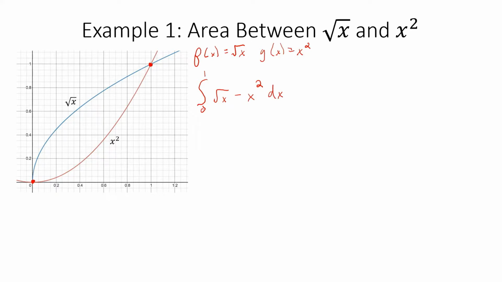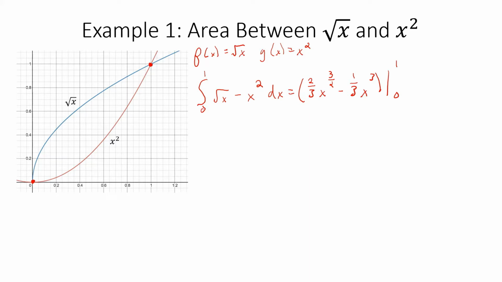We should know how to integrate both of these functions. From the addition property of integrals, you can split this up into the integral of square root of x minus the integral of x squared, but we can do this all in one step. This is equal to 2/3 x to the 3/2 minus 1/3 x to the third, from 0 to 1. You should know these from integration techniques. Now we just need to evaluate this.